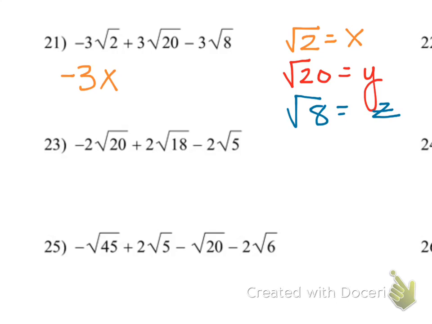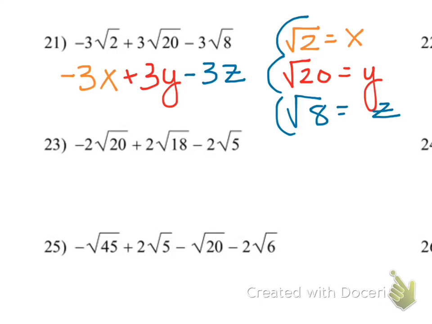So in the first case, we have a negative 3x, because x is equal to root 2. Then we have a positive 3. What would root 20 be? Y. Yep. And you probably see where I'm going with this. We have a negative 3z, because the square root of 8, just for discussion's sake, would be equal to z. So we can't combine through the rules of addition and subtraction a 3x, a 3y, and a 3z. We have to put them in the same term, which means these things would have to match, and they don't.